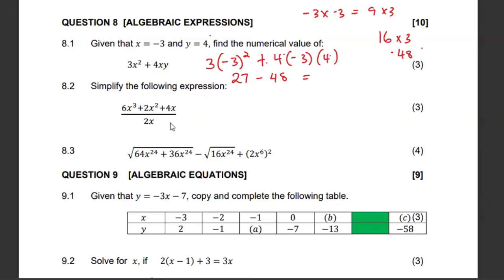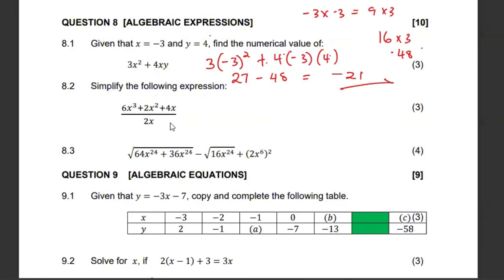Okay, so what is 27 minus, am I doing the right thing by saying 16 times 3 is 48? Okay, so what is 27 minus 48? It becomes a 21 with a negative.